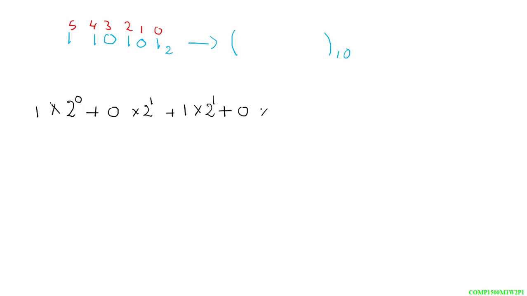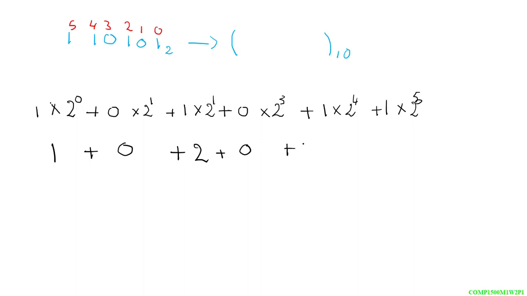Now, 1 multiplied by 2 to the power 0 is 1, plus 0, plus 2 to the power 2 is 4, plus 0, plus 2 to the power 4 is 16, plus 2 to the power 5 is 32. So we have 1 plus 2 is 3. 3 plus 16 is 19. 19 plus 32 is 51. 19 plus 32 is 51, that is your answer. So 51 will be available over here. Okay, so this is how we go from binary to decimal.